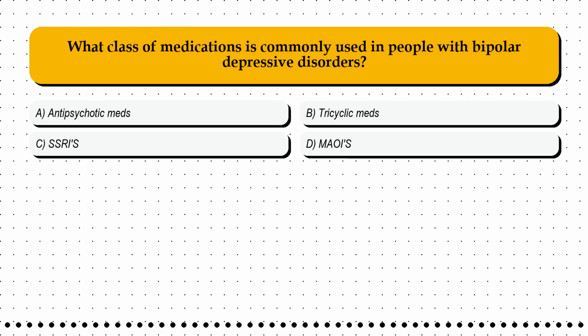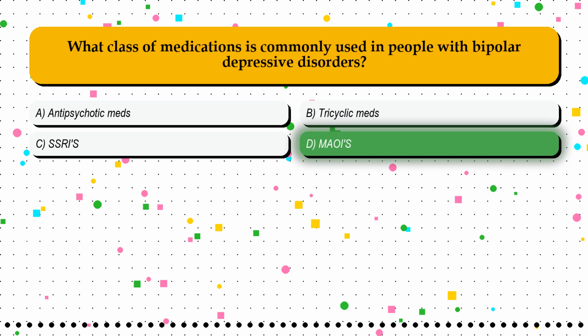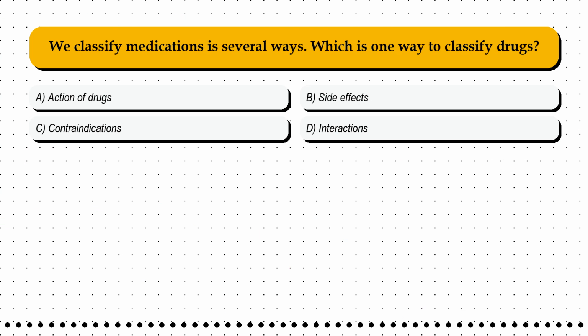Question 365. What class of medications is commonly used in people with bipolar depressive disorders? Option A, antipsychotic meds. Option B, tricyclic meds. Option C, SSRIs. Option D, MAOIs. The correct answer is option D, MAOIs. Question 366. We classify medications in several ways. Which is one way to classify drugs? Option A, action of drugs. Option B, side effects. Option C, contraindications. Option D, interactions.